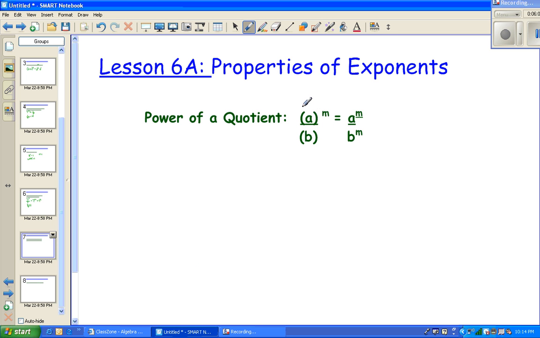Power of a quotient, this is really like this. If you have a quotient being raised to a power, that power belongs to both the numerator and the denominator. So if I have 1/2 cubed, that's going to give me 1 cubed over 2 cubed.